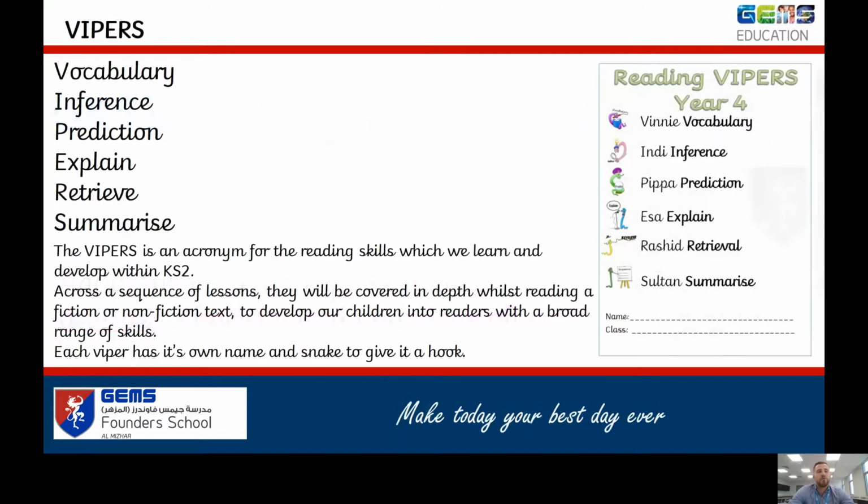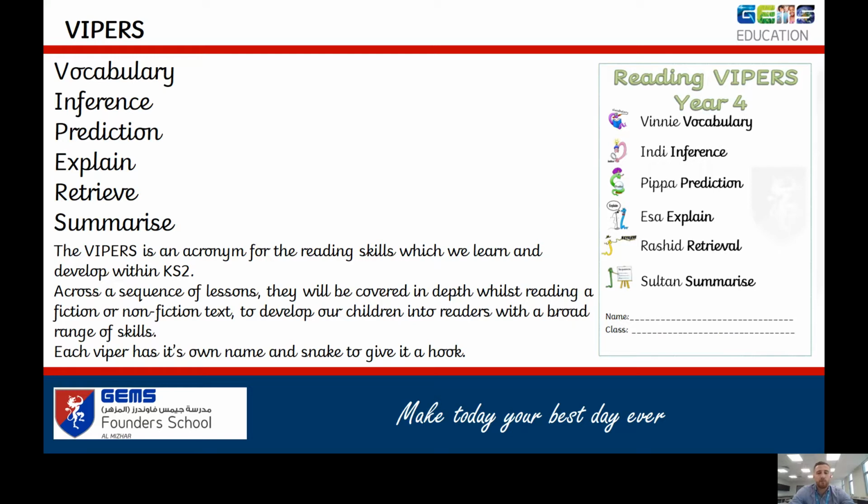I'm going to start by talking to you about the Vipers. The Vipers is a scheme that we are using this year to teach our reading to your children. It's an acronym which works on each individual skill included in reading. The V for vocabulary, the I for inference, the P for prediction, the E for explain, the R for retrieve, and the S for summarize.